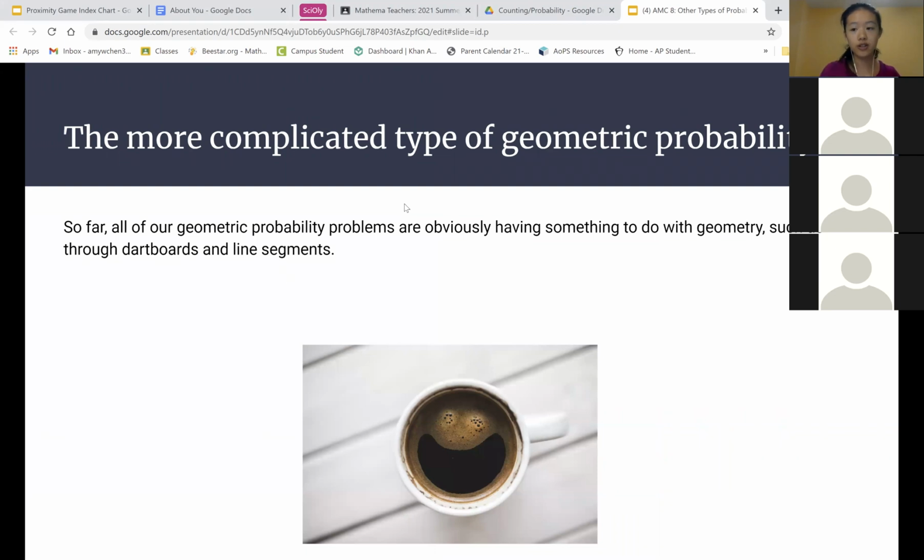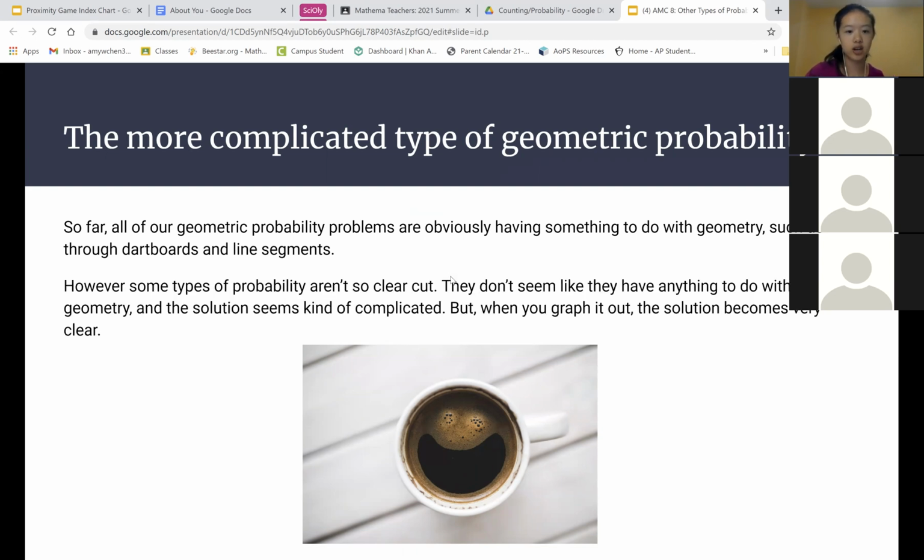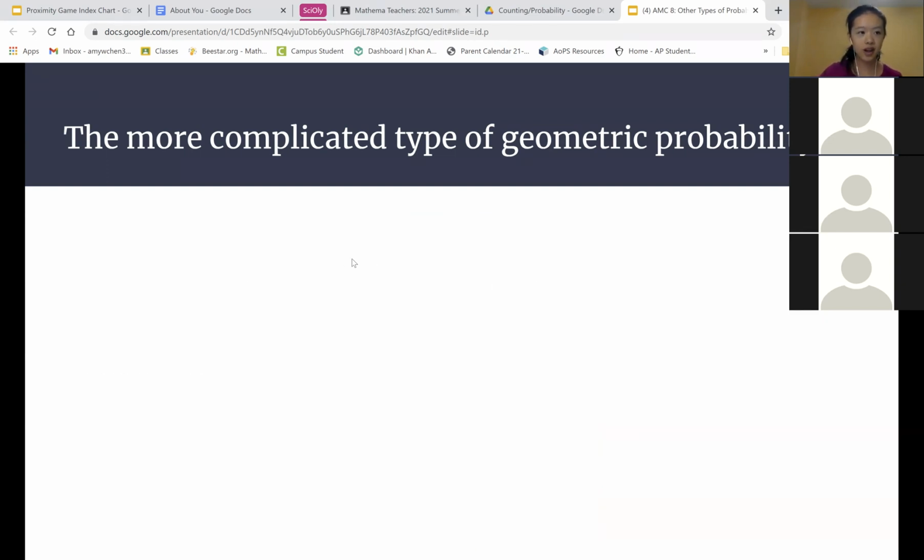So far, geometric probability has been pretty geometric, like the problems have stuff to do with geometry. However, some types of problems don't appear to have anything to do with geometry, and they still use graphing. I'm gonna go through this kind of quickly. You won't have any questions on your homework or in the Kahoot about this, but I still think I should go over it because it's a really neat strategy. I think this problem is not an AMC problem, it's a MathCounts problem. So it goes something like this.